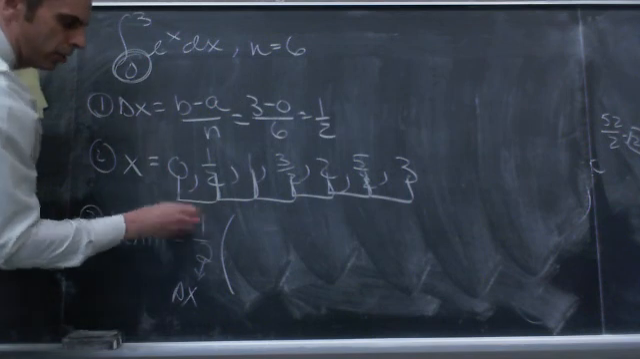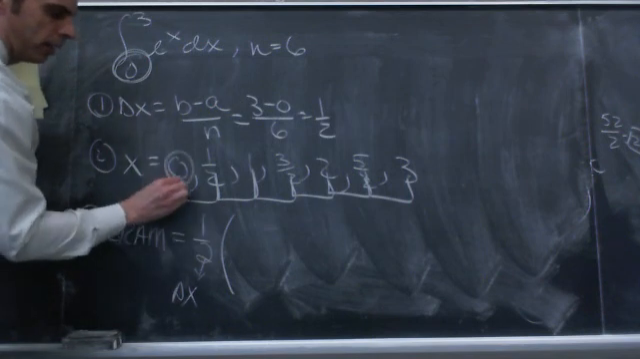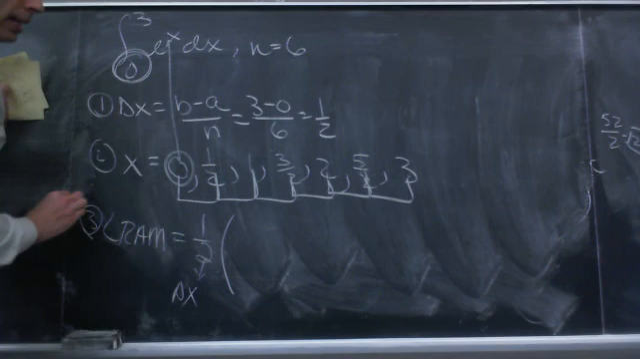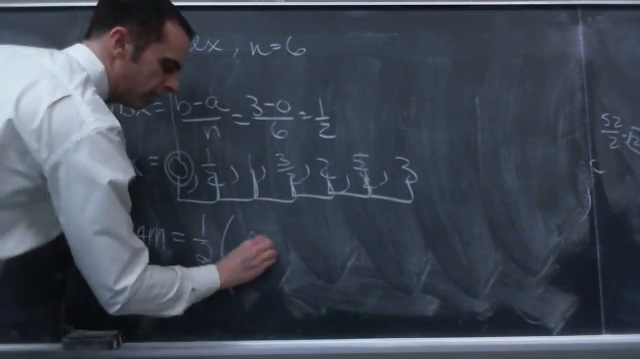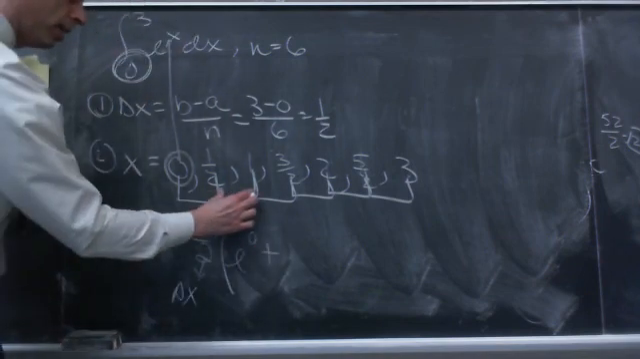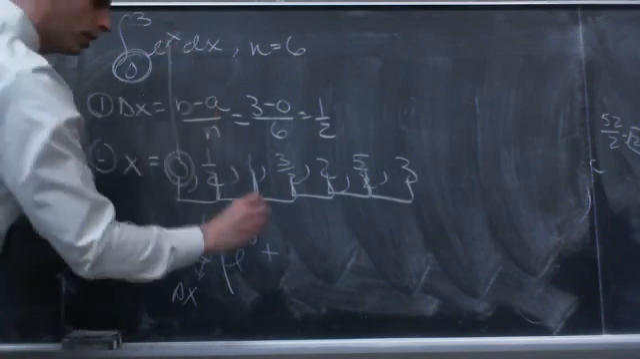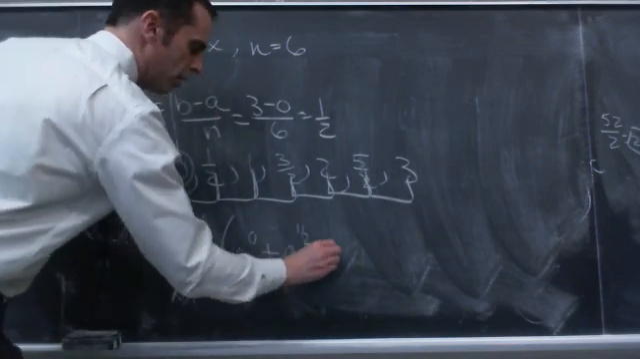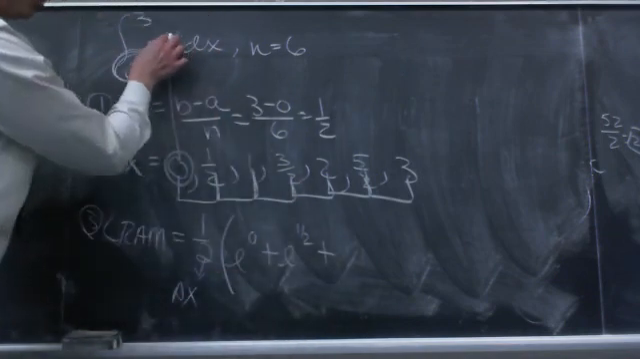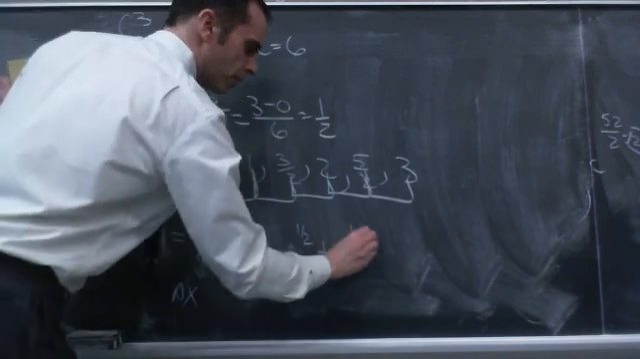So between these two, this is the left endpoint. Put it into the function to get the y value. So that's e to the 0, plus, between these two, this is the left, I'll put it in, e to the 1 half. Plus, between these two, put the 1 in, e to the first.